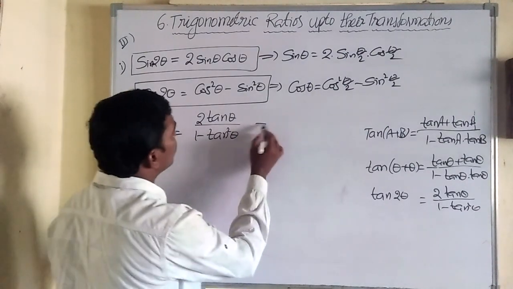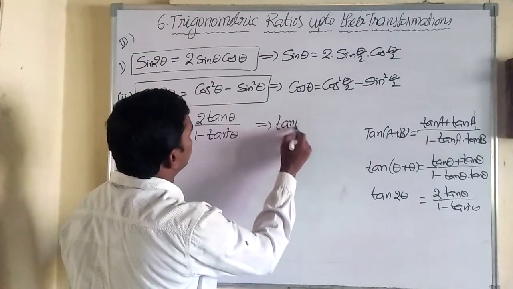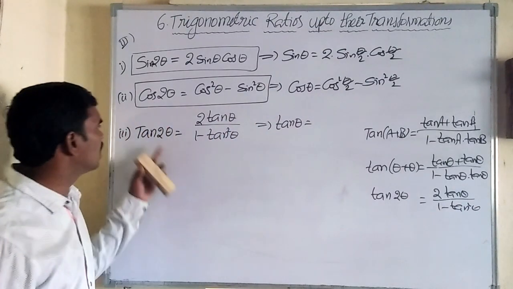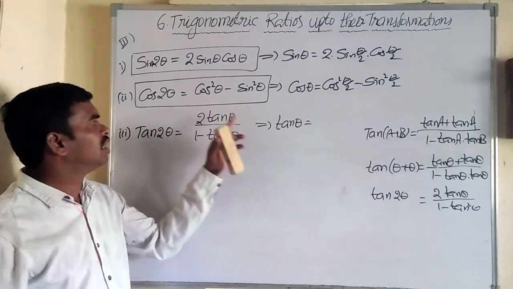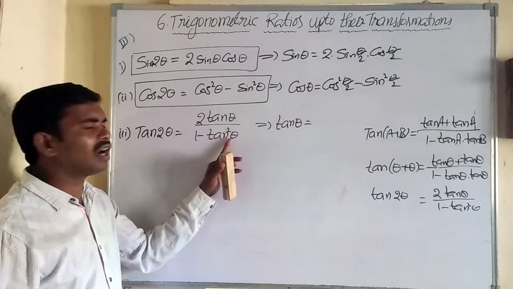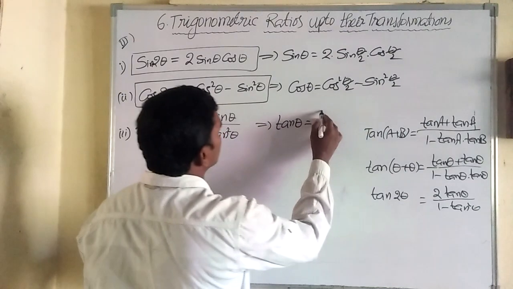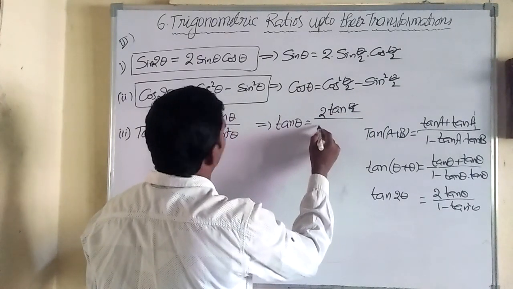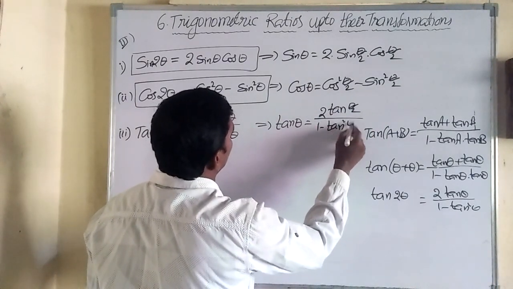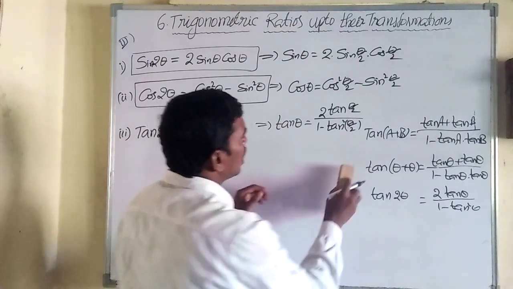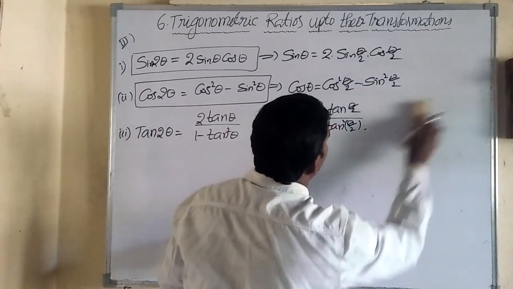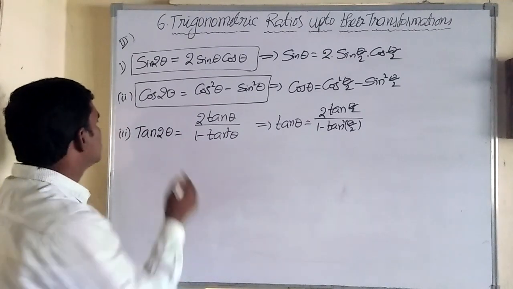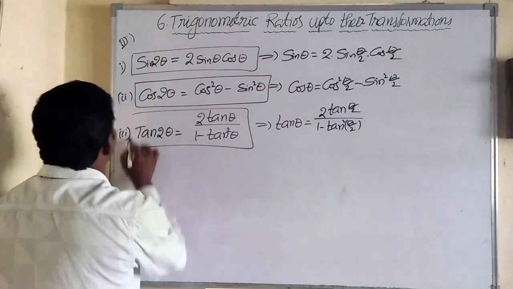Similarly, we can write the tan theta formula using the half angle: 2 theta becomes theta, theta becomes theta by 2. So it becomes 2 into tan theta by 2 by 1 minus tan square theta by 2. Okay, now I'm just leaving this, this is rough work. In this way we can derive the formulas.